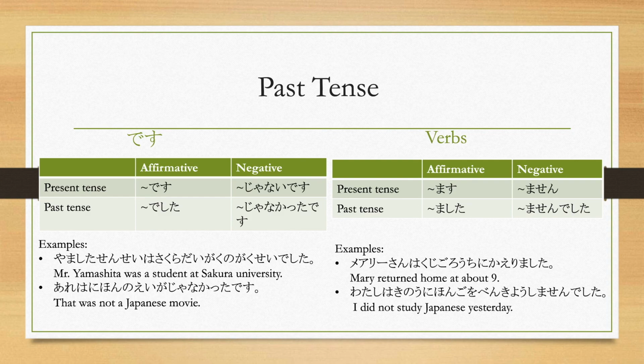We move over to verbs now. So we talked a little bit about conjugating verbs. The present tense is masu. The present negative, something that doesn't happen, would be masen. Past tense is mashita. It happened yesterday. I did this yesterday. And then the negative is masen deshita.